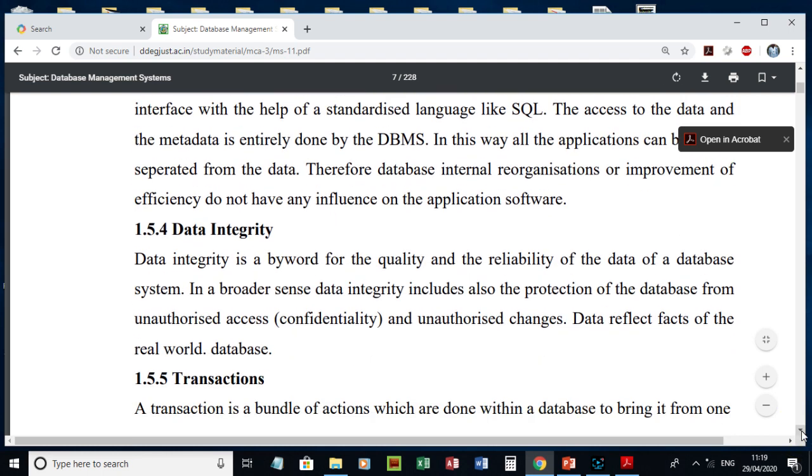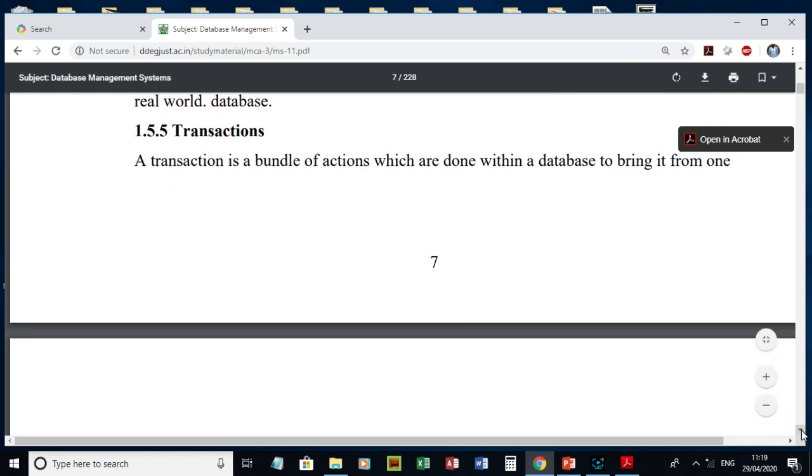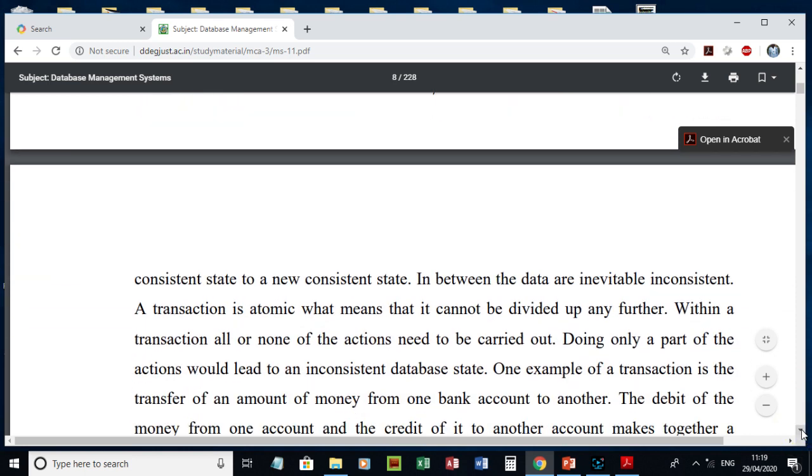We are talking about data integrity. Data integrity is a byword for the quality and reliability of the data of a database system. In a broader sense, data integrity includes the protection of the database itself from unauthorized access, so enforcing confidentiality, and from unauthorized changes. So data reflects facts of the real world. A transaction is a bundle of actions which are done within a database to bring it from one consistent state to a new consistent state. In between, the data are inevitably inconsistent.